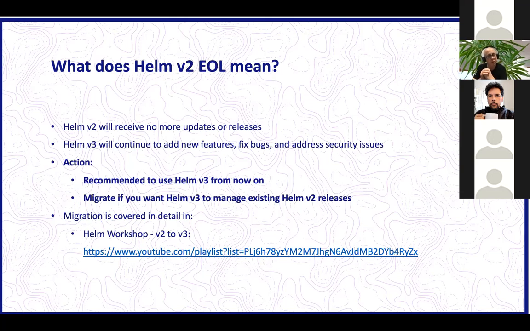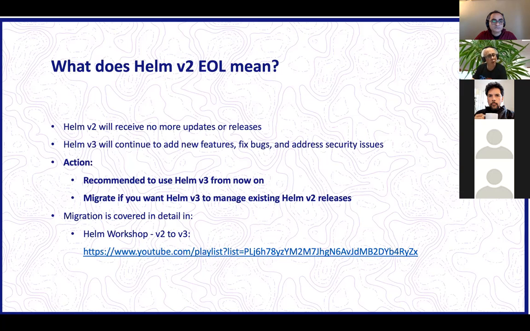If you're going to be staying on Helm v2 for the moment, we would suggest you upgrade to the latest version of the 2.x release, so 2.17, and then maybe start looking at a plan to migrate over to Helm v3. So what does Helm v3 give you? Helm v3 is obviously the latest release, and it's going to give you all the new features, any bug fixes, security issues, etc. So it's a supported release.